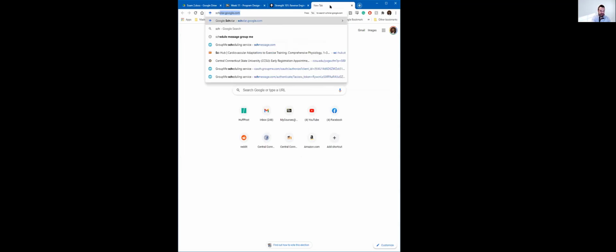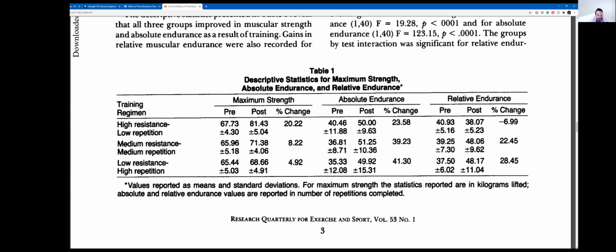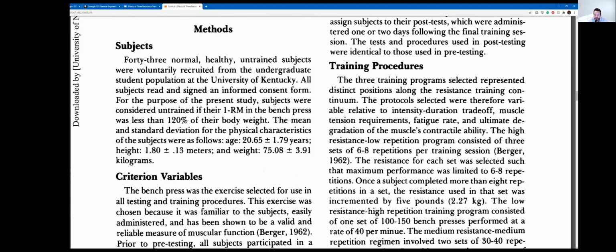So for instance, max strength, 67 kilos. They went to 81 kilos, high resistance, low rep group. Look, medium resistance, 65 kilos to 71. And low resistance, high rep went from 65 to 68. So these were strength measurements, but then look at the endurance measurements. The low resistance, high rep group did 35 reps, but then they did almost 50, like a 40% increase. Easy example of increasing endurance.